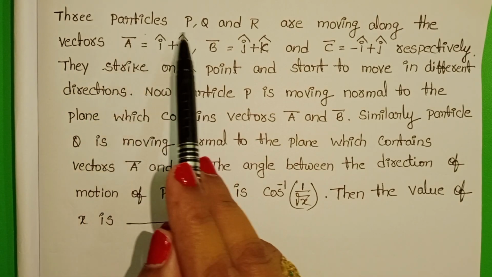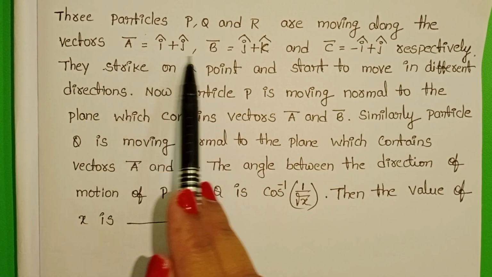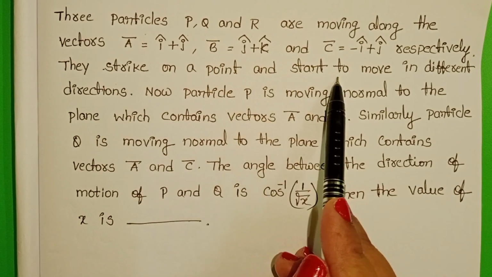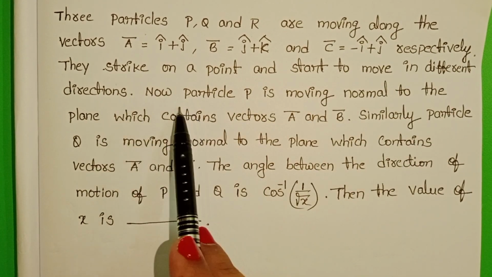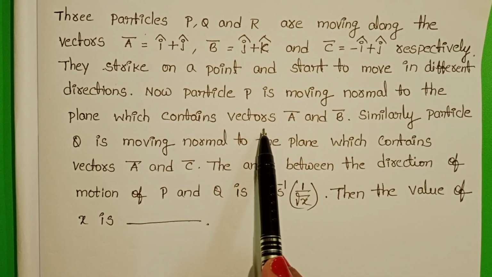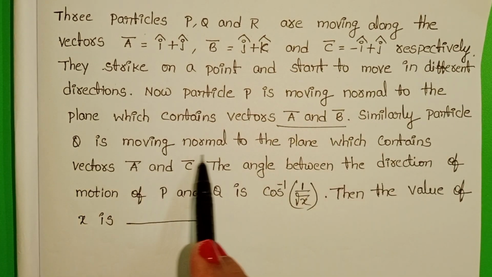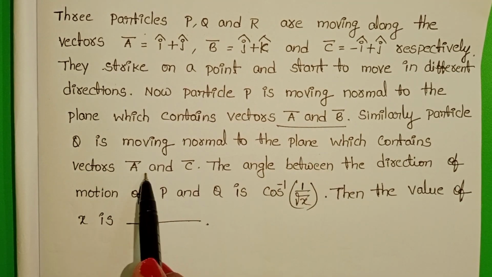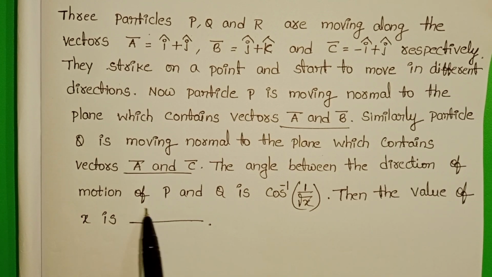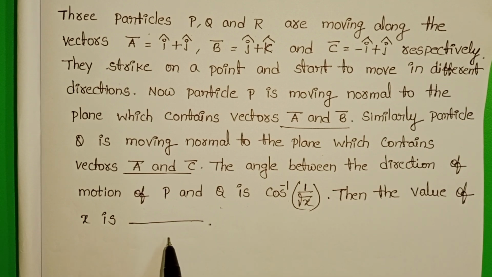Three particles P, Q and R are moving along the vectors A bar, B bar and C bar respectively. They strike on a point and start to move in different directions. Now the particle P is moving normal to the plane which contains the vectors A bar and B bar. Similarly, particle Q is moving normal to the plane which contains the vectors A bar and C bar. The angle between the direction of motion of P and Q is cos inverse 1 by root x. Then the value of x is?